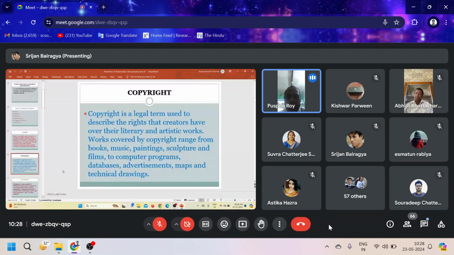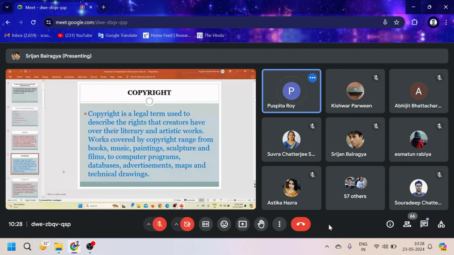And in the category of copyright, literary and artistic works and cinematograph films all come into the picture. Suppose one film has been made, another person cannot copy that film, produce a new one, and sell it in the market. In that way, he cannot make a business. It is not permissible. So copyright means right not to copy.